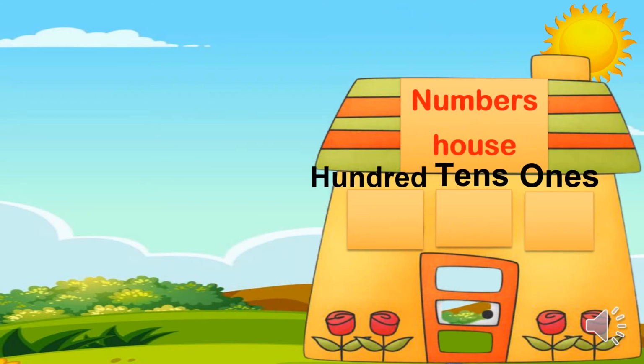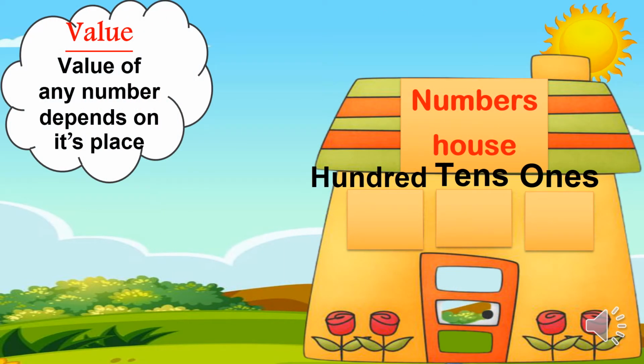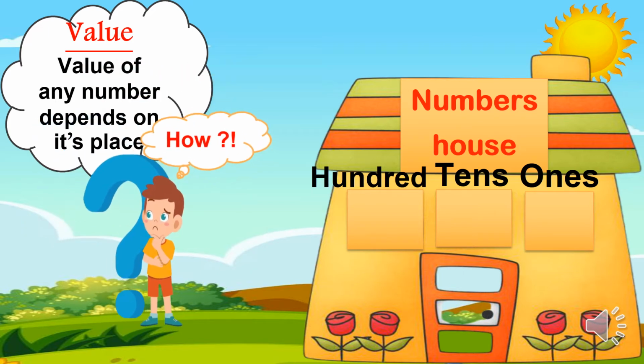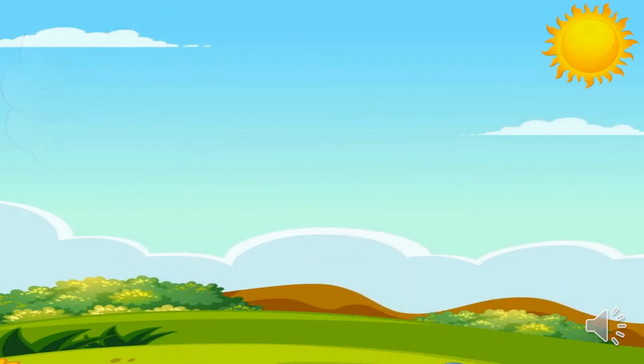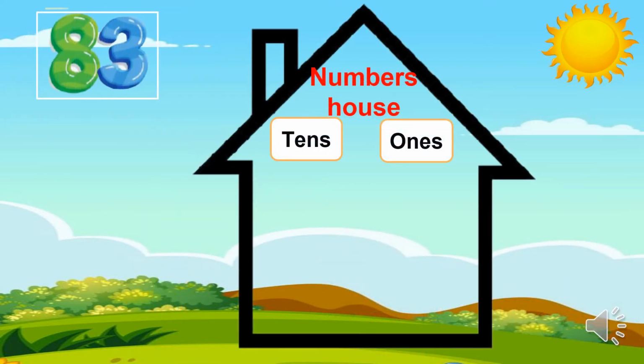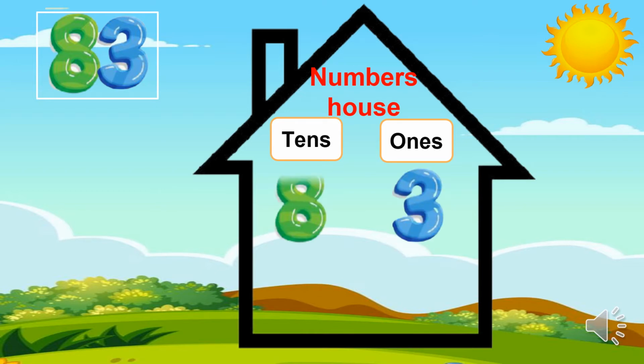Let's move to the value. What is meant by value? The value of any number depends on its place. How? We have here the number 83. First, I will get the places of each number. Ones, tens. I ask myself, 3 is in which place? In ones or tens? In ones. 8 is in which place? In the tens place.